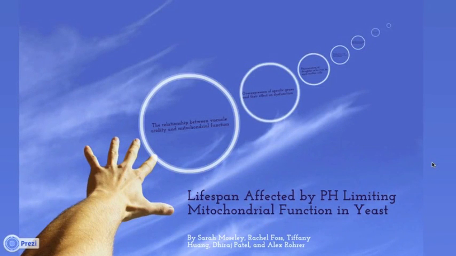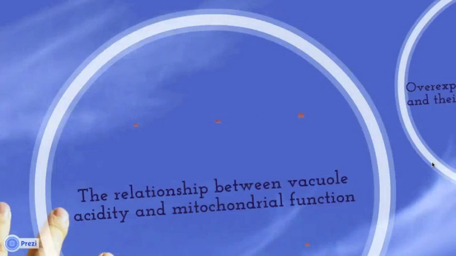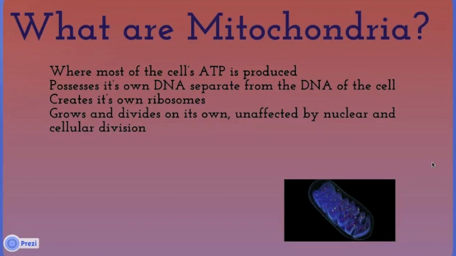Today we're looking at how lifespan is affected by pH limiting mitochondrial function in yeast. What are mitochondria? Mitochondria are where most of the cell's ATP is produced. They possess their own DNA separate from the DNA of the cell. They create their own ribosomes. They grow and divide on their own, unaffected by nuclear and cellular division.